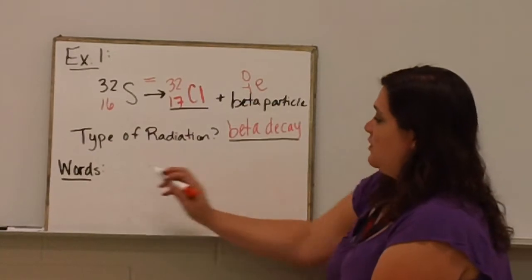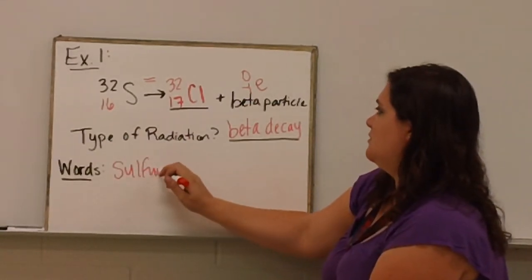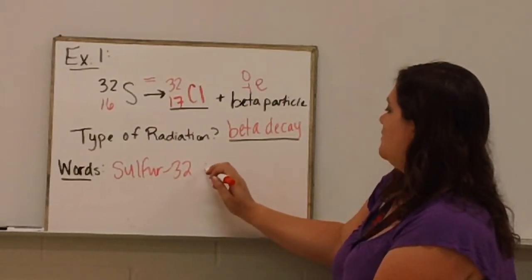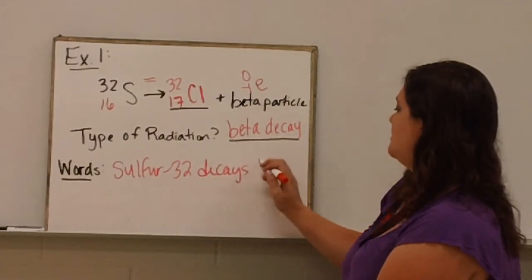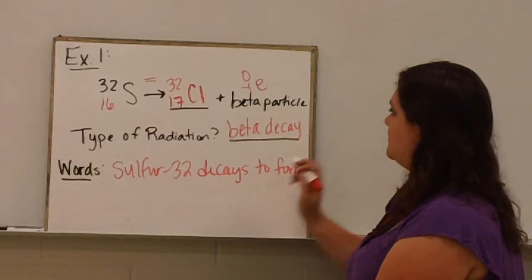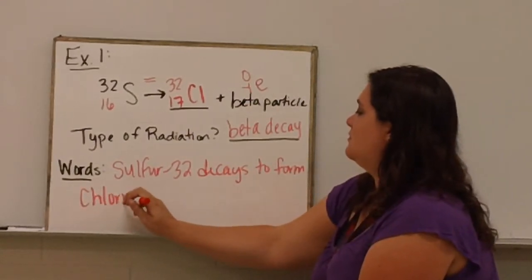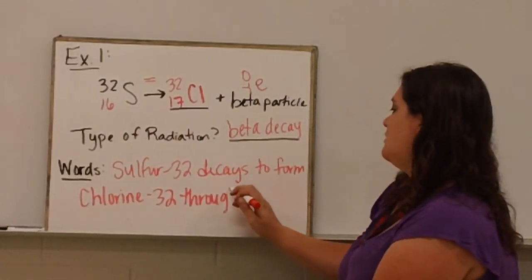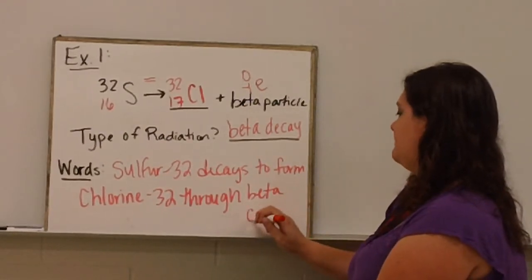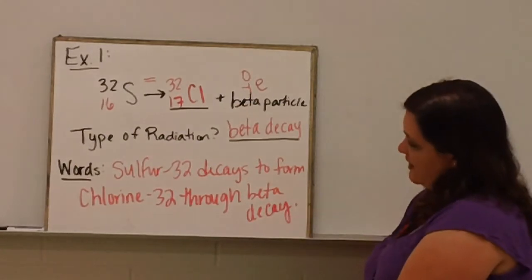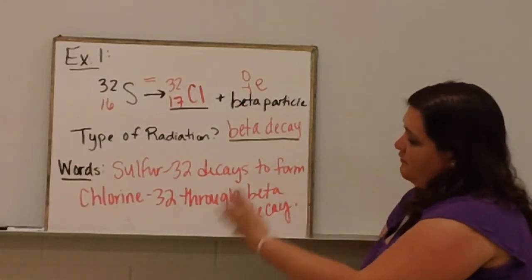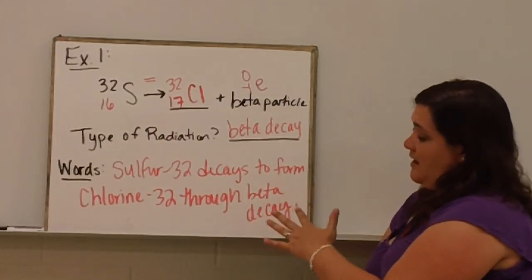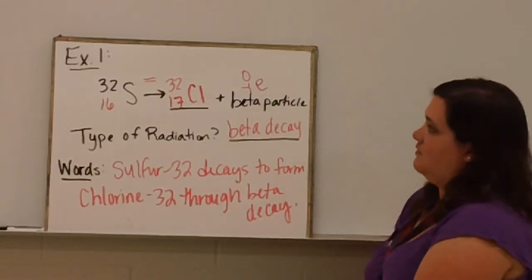To write this equation out in words, we would say sulfur 32 decays to form chlorine 32 through beta decay. You could also say that sulfur 32 emits a beta particle to form chlorine 32. Or you could say sulfur 32 undergoes beta decay to form chlorine 32. Any of those would be correct.